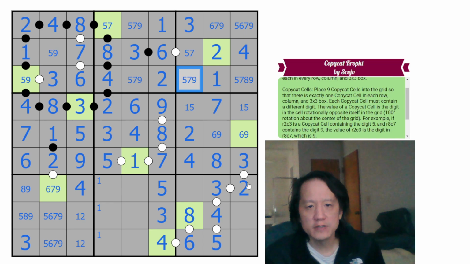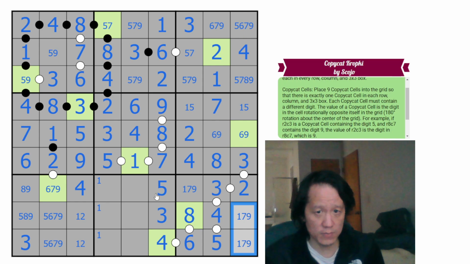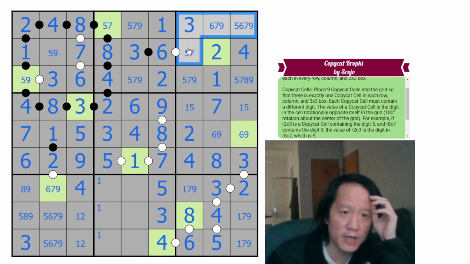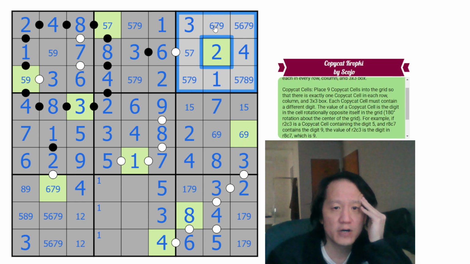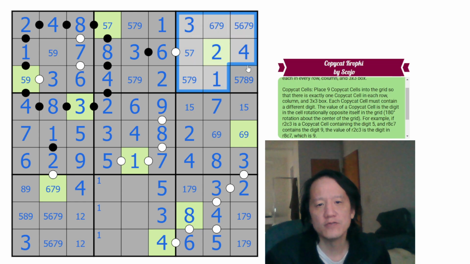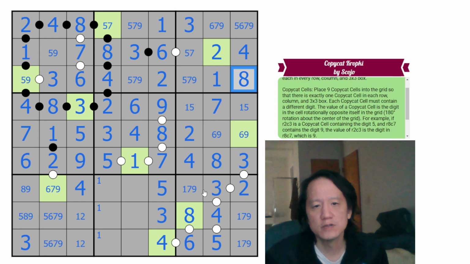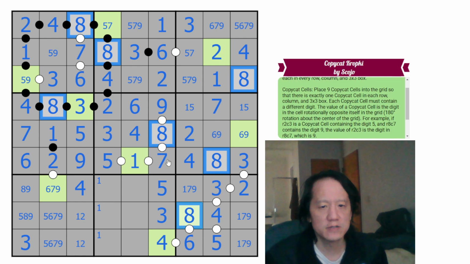This can't be 8. This has to be 1, 7, or 9. And these are 1, 7, 9. Where is the 8 in box 3? Can't be any of these, can't be any of these, therefore it must be this one. I think that's all the 8s.